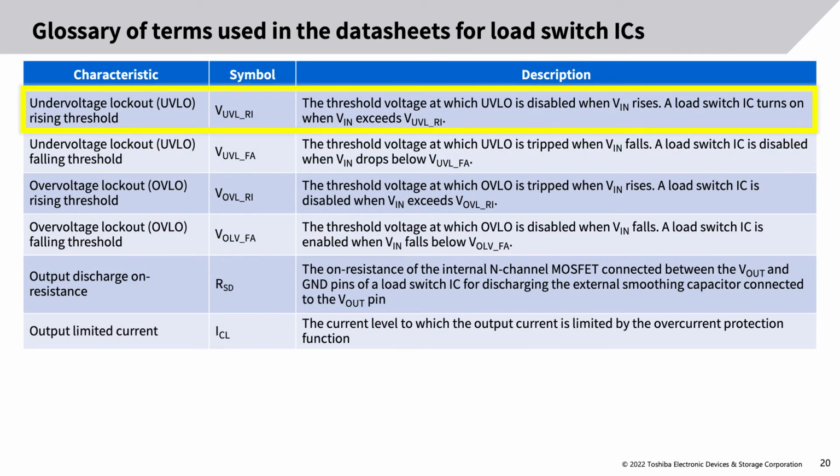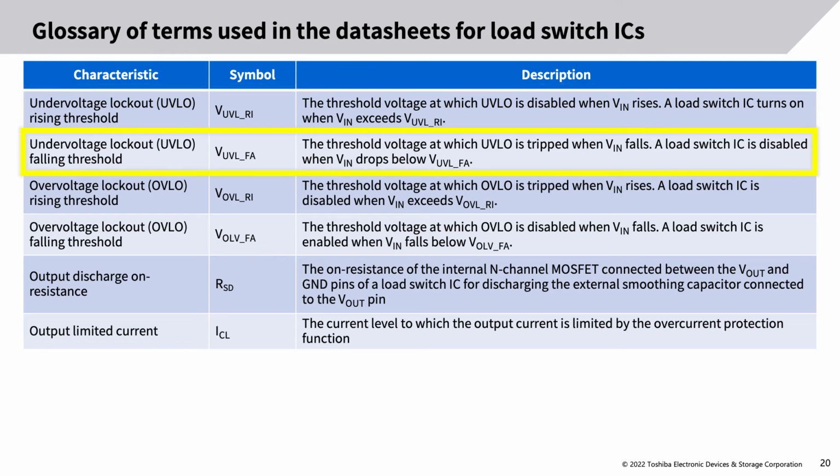Under voltage lockout rising threshold is the threshold voltage at which UVLO is disabled when Vin rises. A load switch IC turns on when Vin exceeds VUVLRI. It is represented by VUVLRI. Under voltage lockout falling threshold is the threshold voltage at which UVLO is tripped when Vin falls. A load switch IC is disabled when Vin drops below VUVLFA. It is represented by VUVLFA.